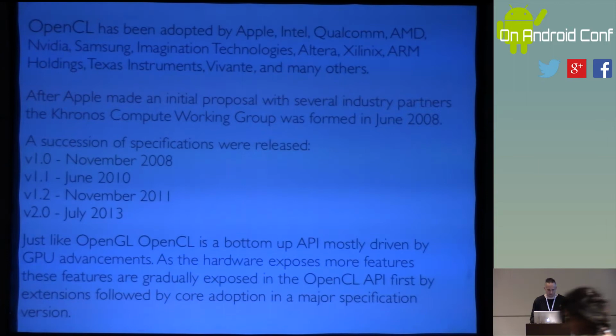So the interesting question: how many people out here have done OpenGL development? That's probably a good starter. Have you done OpenGL development with other engines or other frameworks? Have you used the OpenGL API directly? Both. So you kind of have a feeling of what it's like to use the direct OpenGL API. The OpenCL API is very similar to that. So if you're already familiar with programming with OpenGL, OpenCL is not a big leap.